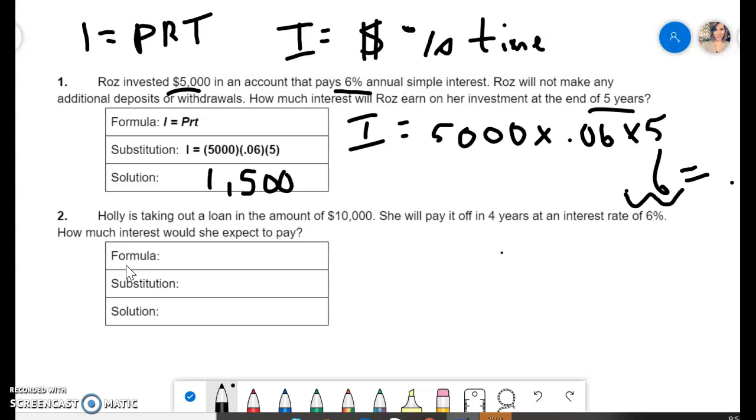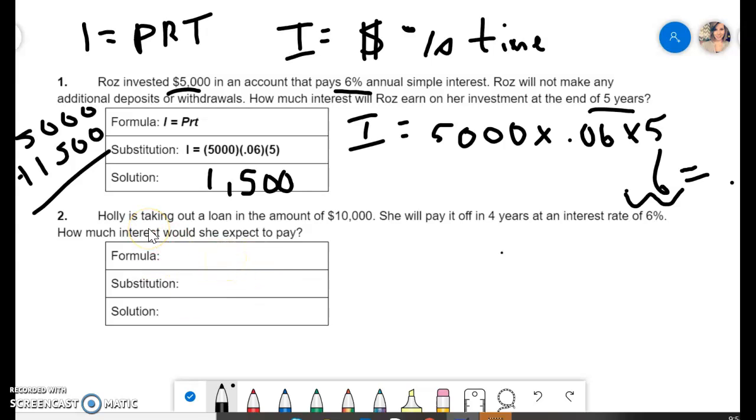Most of the time they're going to ask you that, but they may ask how much she is going to earn at the end with interest. If that was the case, then you would do 5,000 and add the interest that she's earning. That would give you the total amount after interest.